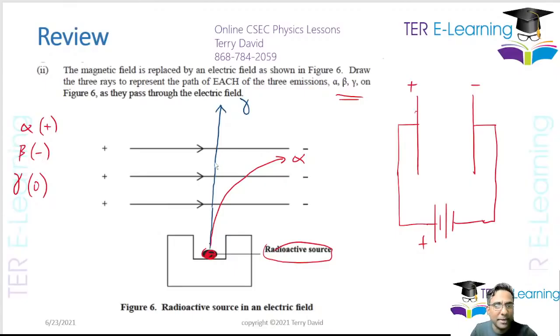Now, beta particles are negatively charged. So what's going to happen? They're going to move towards the positive side, so it's going to do this. Here are my beta particles. You all need to know this diagram. Please make sure you know this diagram. The alpha particles are deflected towards the negative plate. The beta particles move towards the positive plate, and the gamma radiation just passes straight through. It's undeviated. So you all need to be familiar with that diagram.